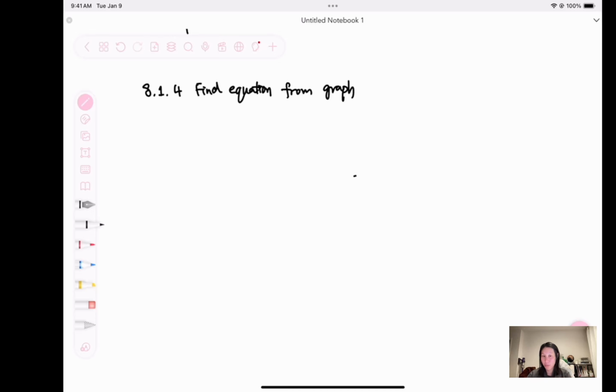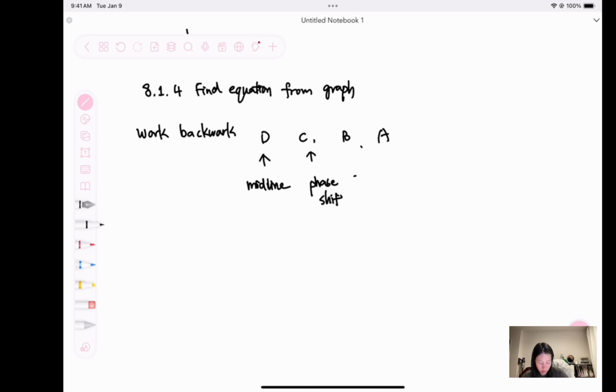Okay, in this video, we're going to find the sinusoidal function equation from the graph. The trick, or the tip, is to work backward. In general, we're trying to find A, B, C, D. In this case, we switch to finding D, C, B, A, which means we start from the midline. Then we try to find the phase shift. The next is the period. The last is the amplitude.